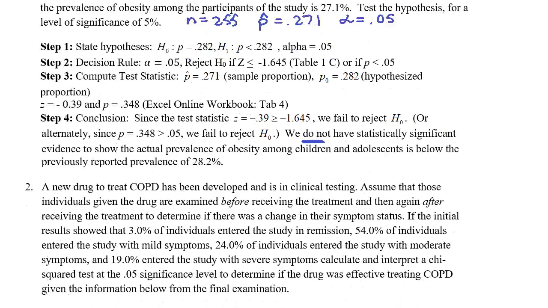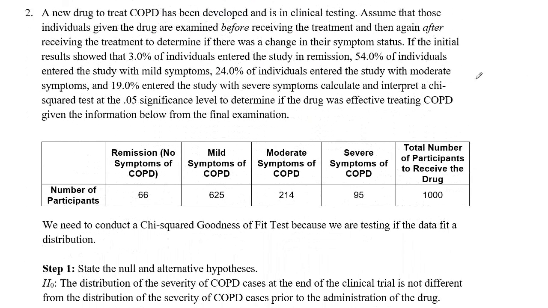Next example. We've got a new drug to treat COPD that's been developed and is in clinical testing. We're assuming the individuals given the drug are examined before receiving and then again after. So it's a before and after test. And we're trying to determine here if there was a change in their symptom status. So the initial results showed 3% of the individuals entered the study in remission, 54% had mild symptoms, 24% had moderate, and 19% had severe symptoms.